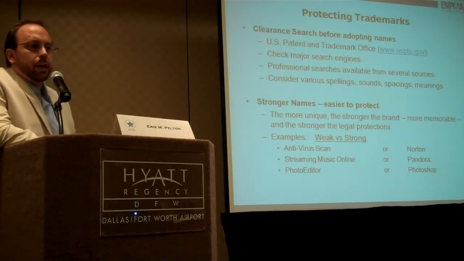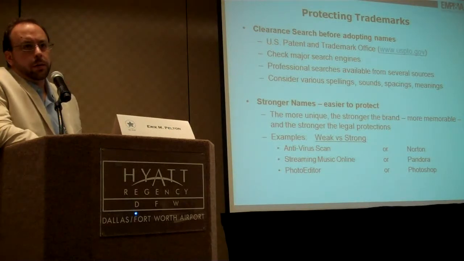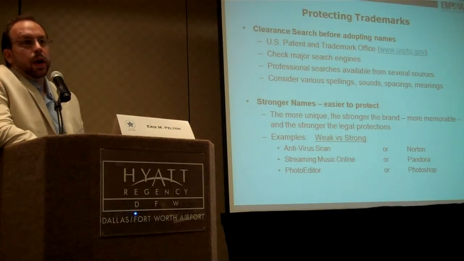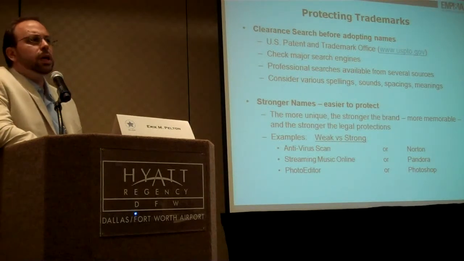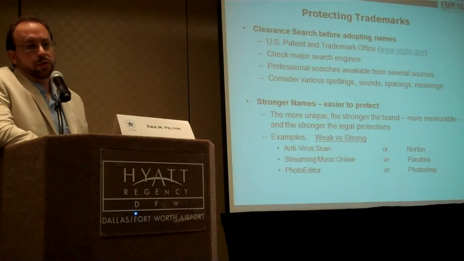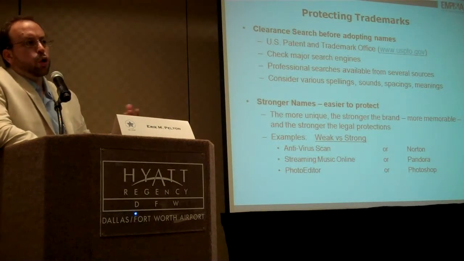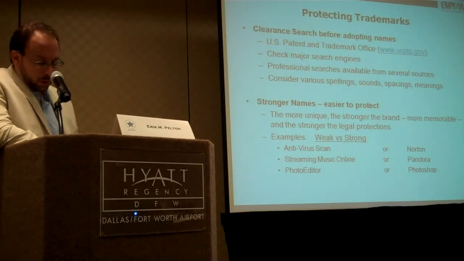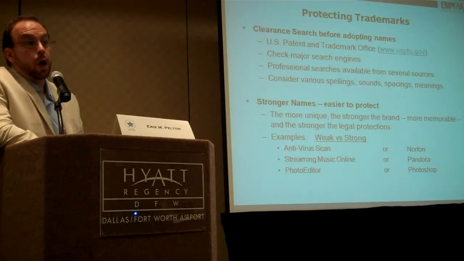So stronger names are either arbitrary, meaning they really have no relation to the product, like Apple for computers or Amazon for online retail, or they're suggestive, meaning they give you a little bit of an inclination, but they don't go as far as being descriptive or generic. So Google is a little bit suggestive because it suggests a huge number. And many other names that are really good names are suggestive.